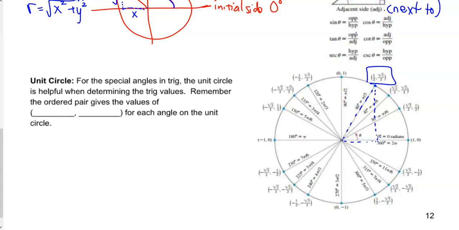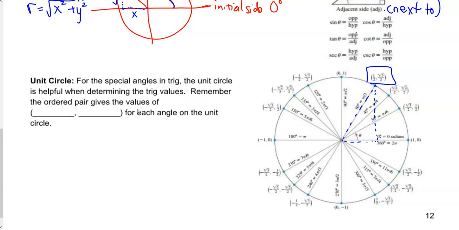And also do some special right triangles to remember my ratios. I am not a big memorizer of that whole thing, but you do have to remember also that on this unit circle, those values are very important to the special angles that we have. For the special angles in trig, the unit circle is helpful when determining the trig values.